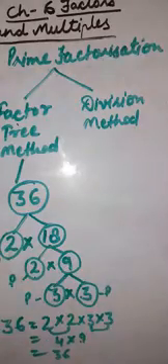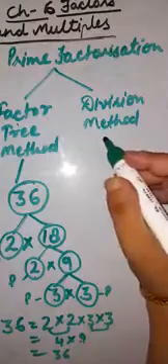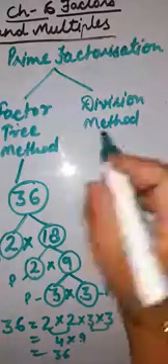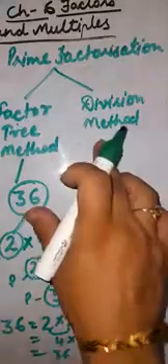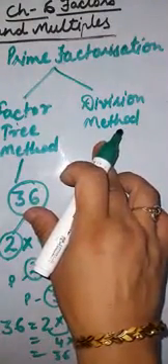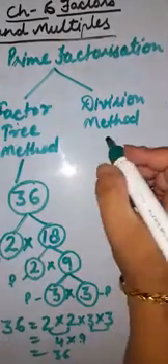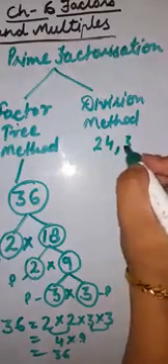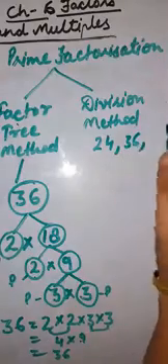All right. Let's look at the division method. So let's find out the prime factorization of 24 and 36, and one more here, we have 45, right?